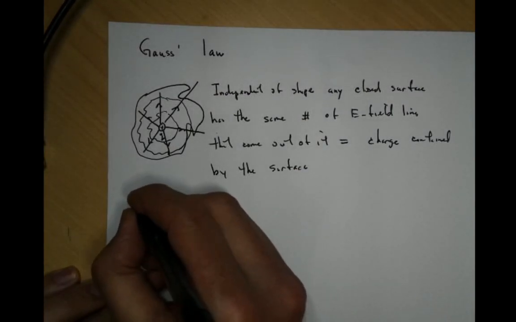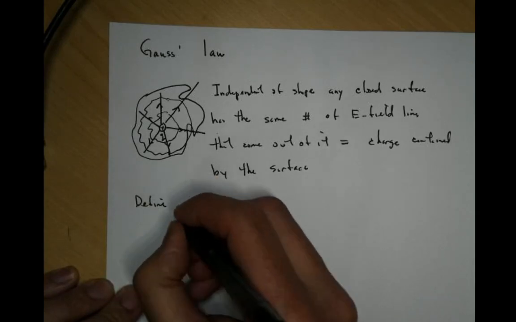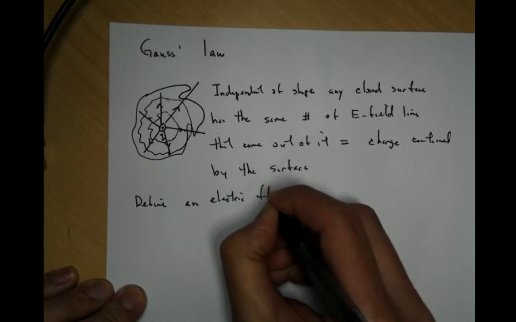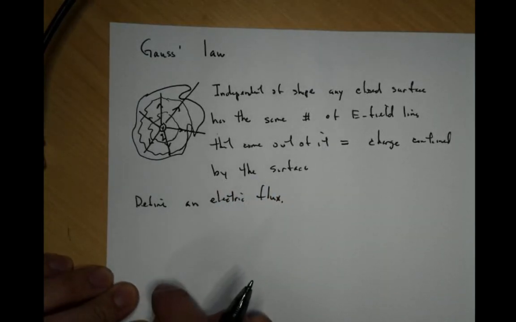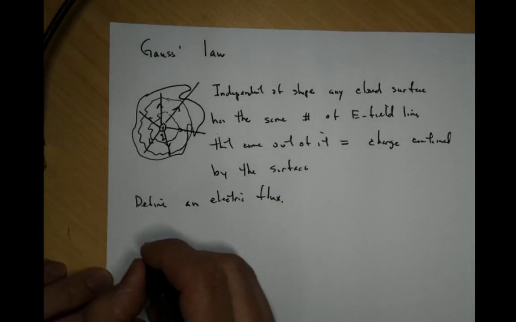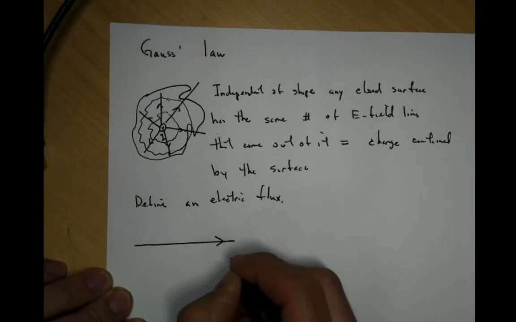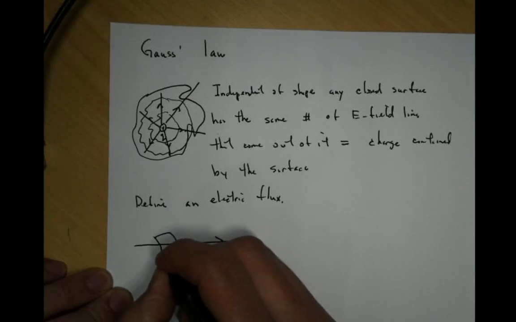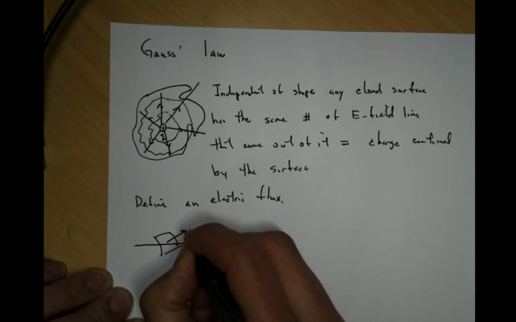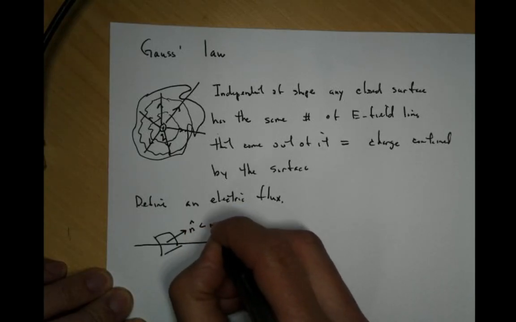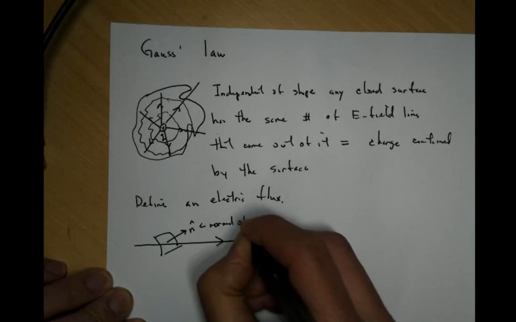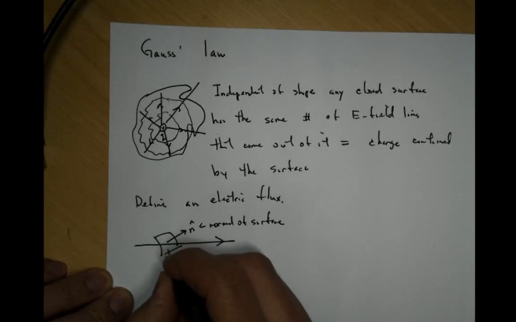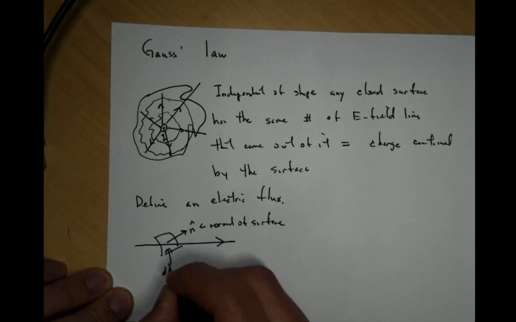So I'm going to define an electric flux. To define this electric flux, let's imagine I have an electric field line here. That's my electric field line. I'm going to put some arbitrarily shaped surface there. This surface has some normal vector associated with the normal of the surface, and this has some small area, dA.